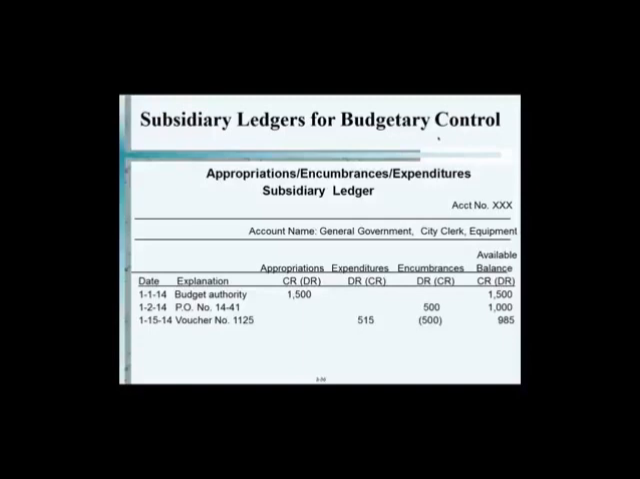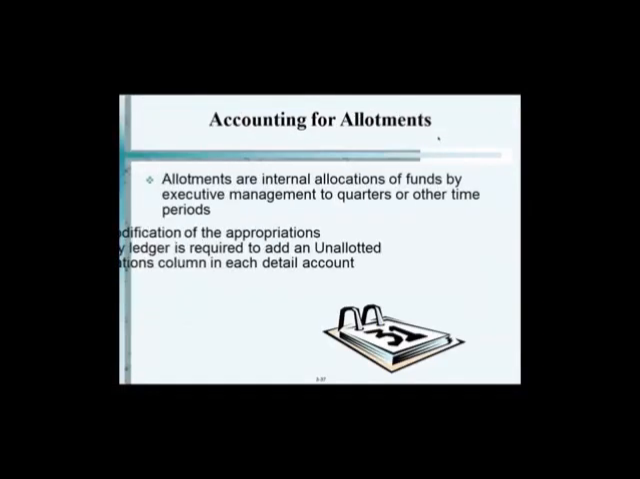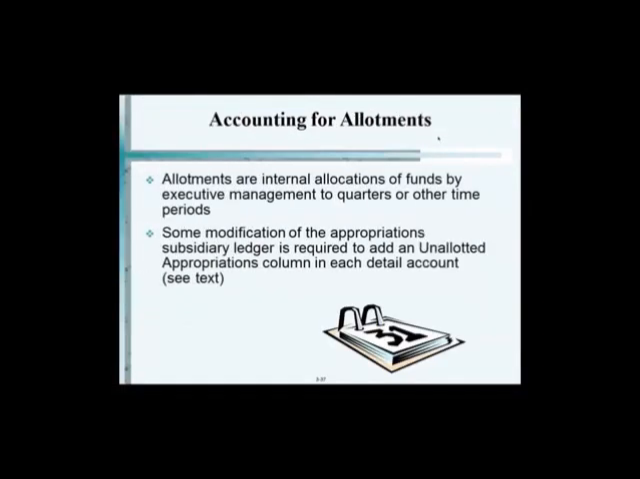See that? See what's done here? This is reversed. 515 is now taken out, because 515 minus 500 minus this number gives you 985. This is an example of a ledger. So these are the two journal entries that I want you to really keep in mind from this chapter. Allotments, read on your own.